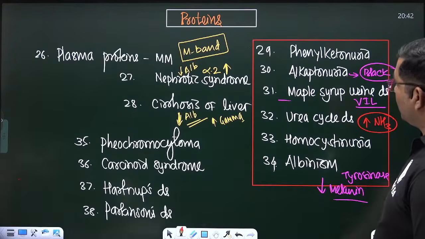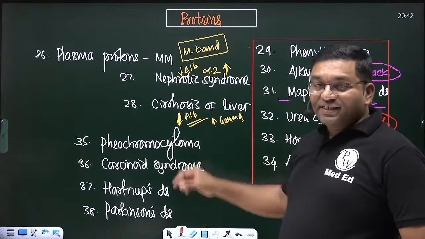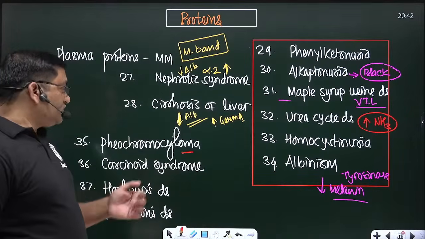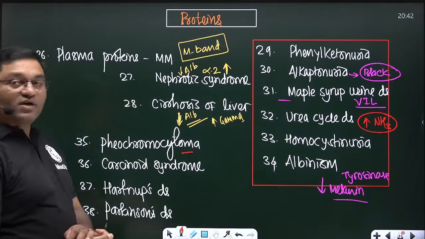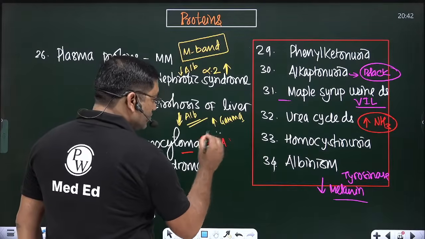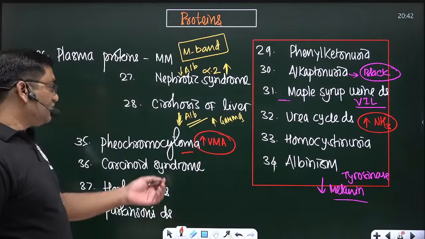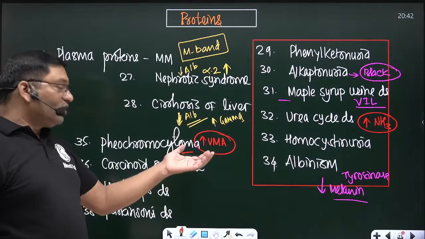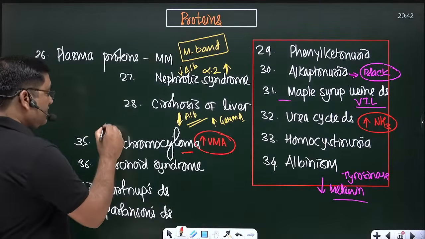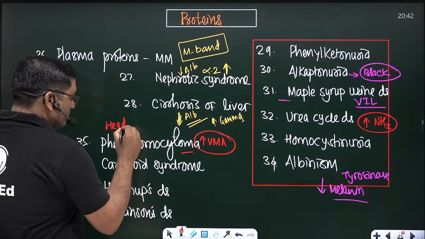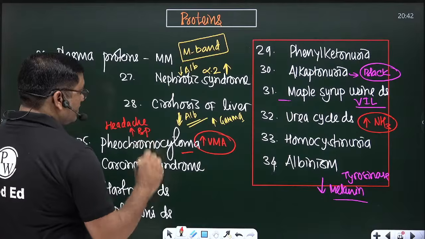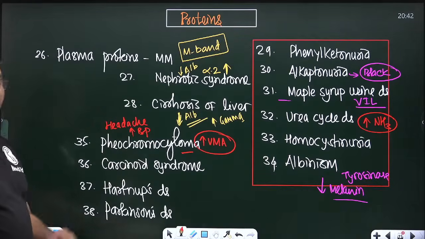This is homocystinuria. Then pheochromocytoma, an adrenal gland tumor in which there is headache, palpitation, and raised blood pressure, and there is increased excretion of vanillyl mandelic acid in the urine, and also increased excretion of epinephrine and norepinephrine metabolites. These are the features of pheochromocytoma, an adrenal gland tumor.